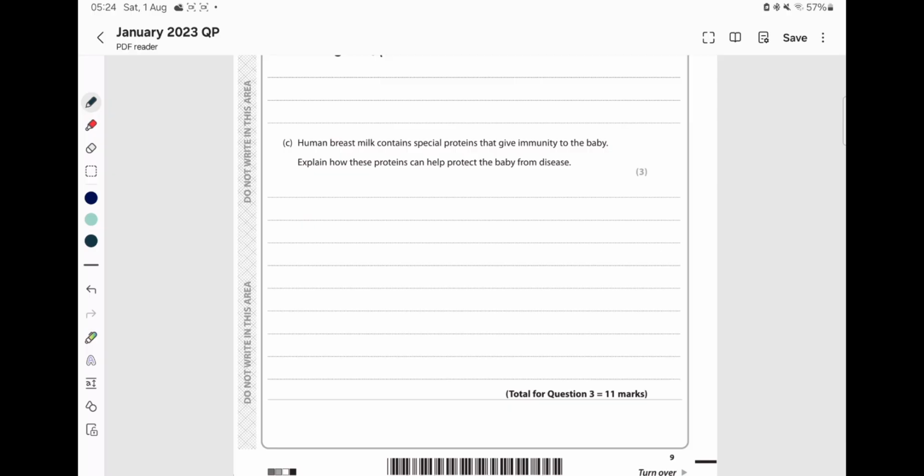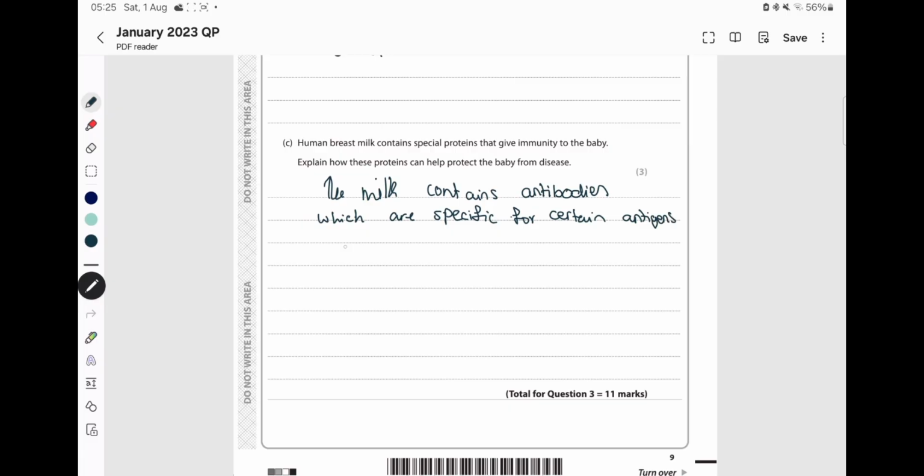So for this question, we're gonna say the milk contains antibodies which are specific for certain antigens, and they stick to the pathogen and kill it, or actually kill the pathogen.